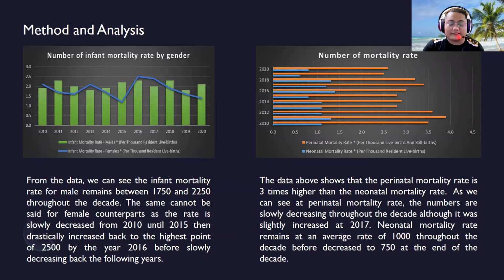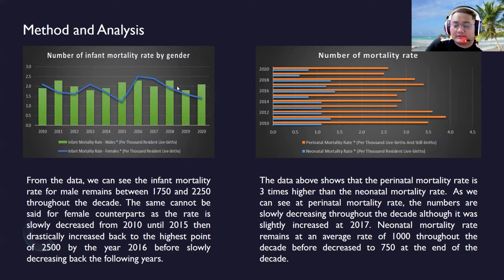So for the first graph here, we have the number of infant mortality rate by gender. The green bar is the infant mortality rate for male, while the blue line is for the female. From the data, we can see that the infant mortality rate for male remains between 1,700 to 2,250. The same cannot be said for the counterpart, which slowly decreased from 2010 until 2015, drastically increased back in 2016, then decreased again for the following years.